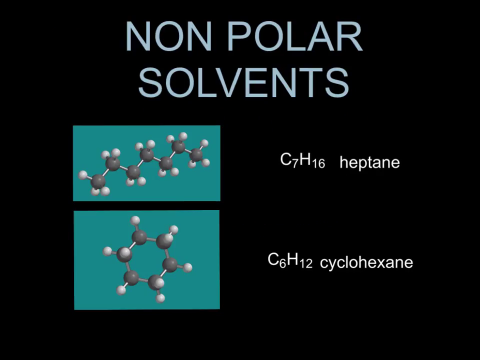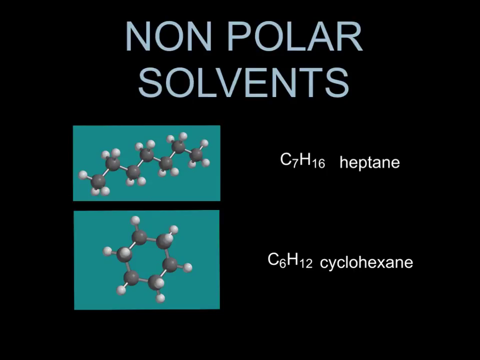The first type of solvent we'll talk about are nonpolar solvents. And I have two common nonpolar solvents pictured here, heptane and cyclohexane. What we find in organic chemistry is nonpolar solvents are not very good for most substitution reactions. Because we start with polar starting materials, we have polar intermediates and polar products, we find that those materials are not very soluble in nonpolar solvents.